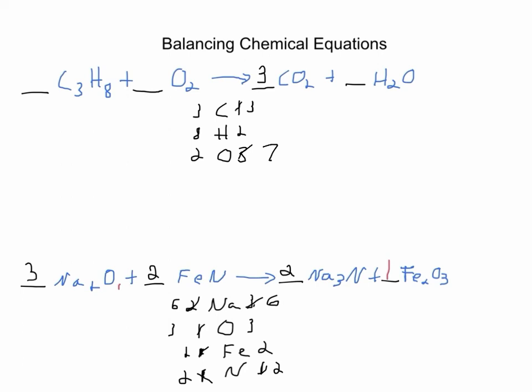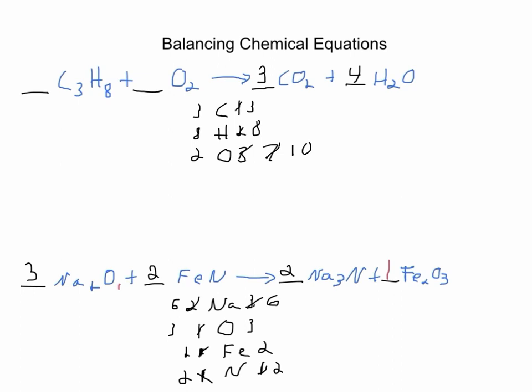Now let's do hydrogen. I have 8 hydrogens on the left. I have 2 here. Well, what times 2 is 8? That will be a 4. So now I know I have 8 hydrogens on the product side. And that also, though, changed the number of oxygens. I have 3 times 2, 6 oxygens from carbon dioxide. I have 4 times 1, 4 from the water, which gives me a total of 10 oxygens on the right.